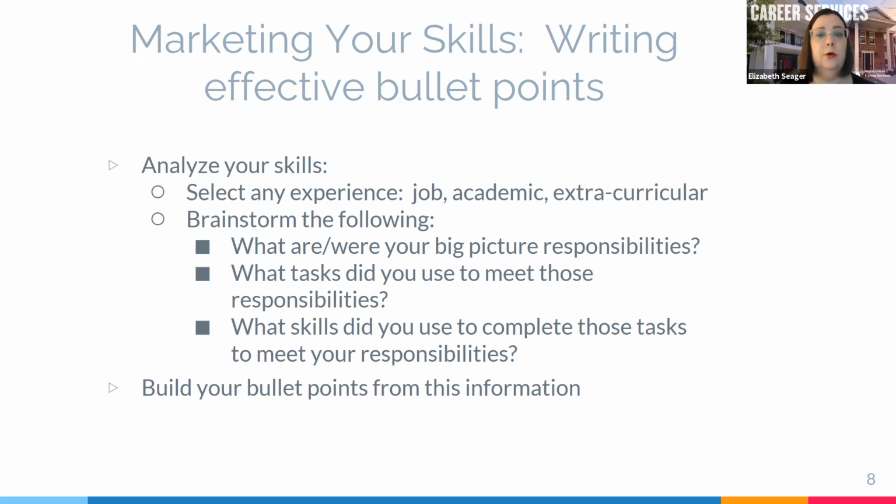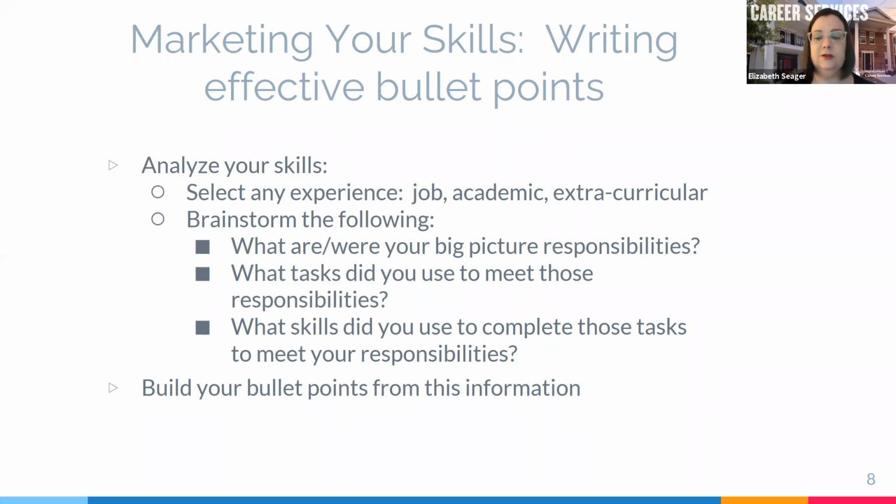What are or were your big picture responsibilities? What tasks did you use to meet those responsibilities? And what skills did you use to complete those tasks to meet your responsibilities? Don't censor anything, especially when we get to the task part. We have a tendency to want to censor out, oh, that's too basic. I can't say that I did that. Well, no, include everything, because you do want to get a clearer picture of everything that you did, so that when you get to writing your bullet points, you're going to have these really nice statements that are a combination of your skills, your accomplishments, and some of your tasks, so that individuals understand what you did.